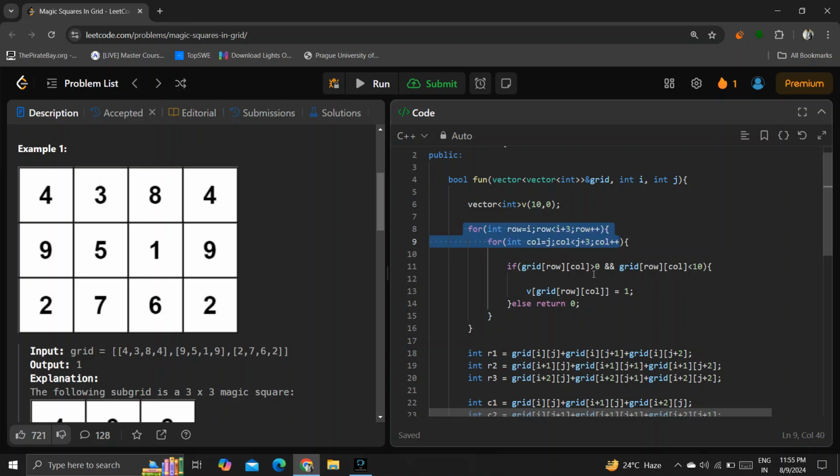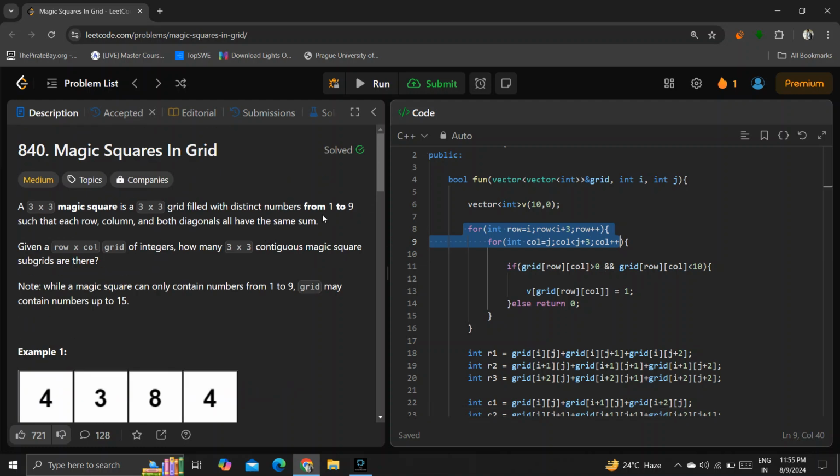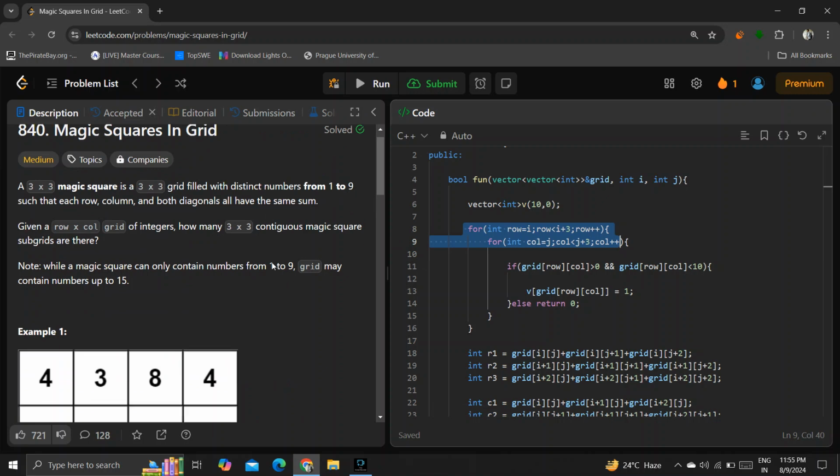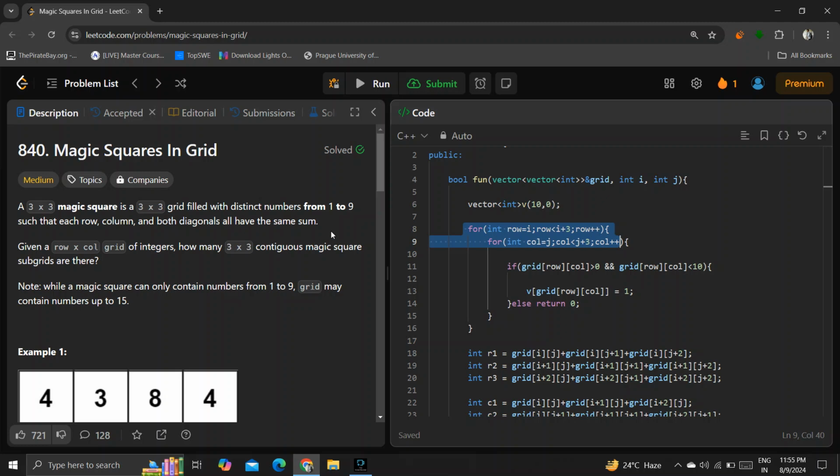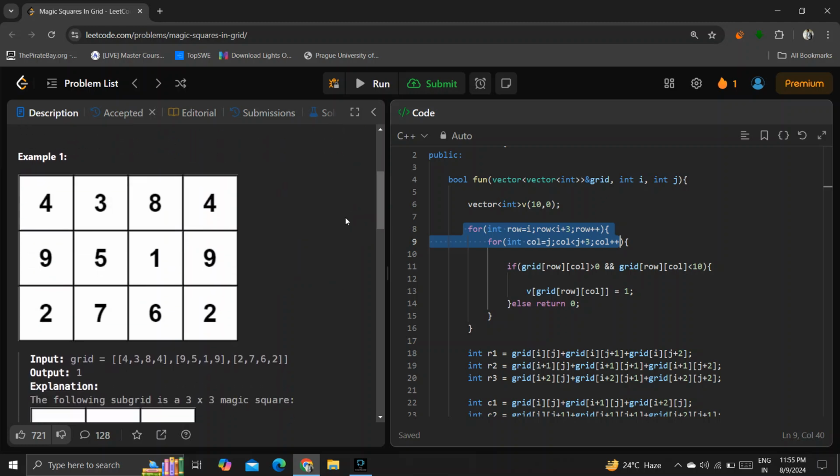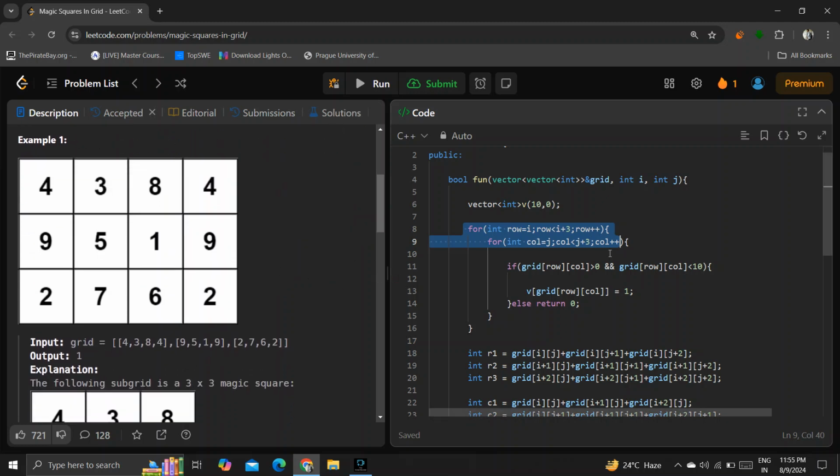And I will check whether our integer is greater than 0 and less than 10. That is, all the numbers must be between 1 to 9 because it was given earlier, right? Only the numbers from 1 to 9 exist, and it is also given that they must be distinct. So if the numbers are the same, then we will simply return 0.